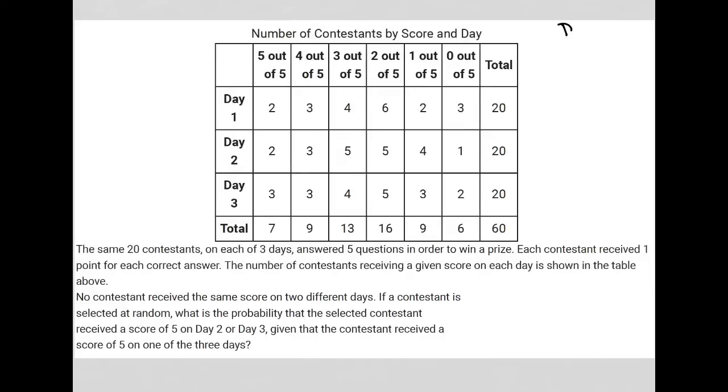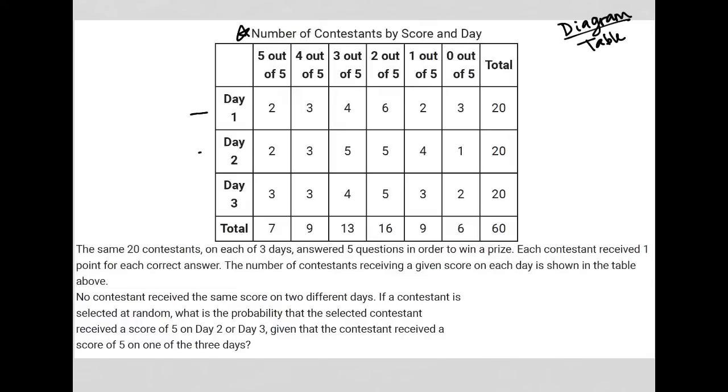So this question is a diagram question. More specifically, it is a table question. So what are the details of this table? Well, the table here has a title that says number of contestants by score and day.